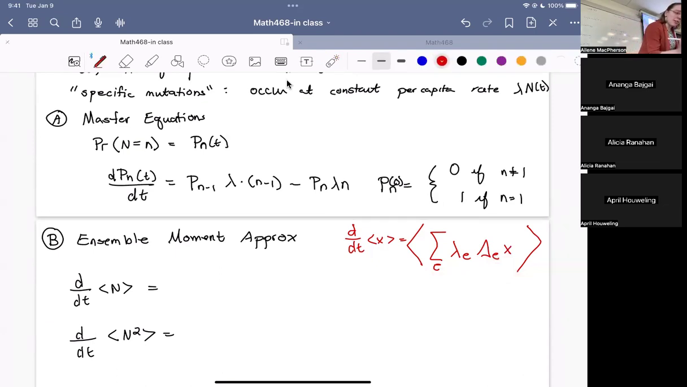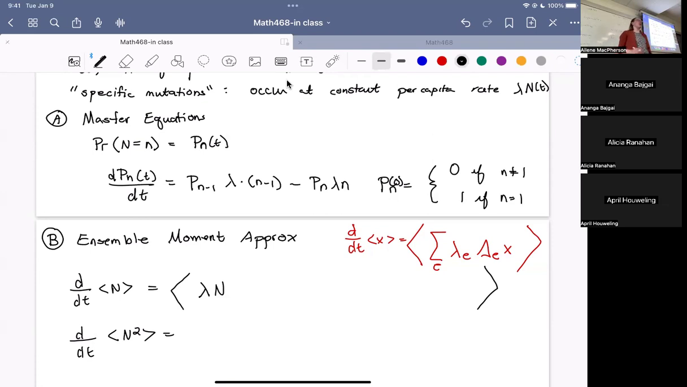So let's do that for our first equation, and then I'll let you continue working on the second one. So for the first equation, we have to sum up over all of our events. What are my events here? Or just birth, and that occurs at rate lambda times n, right? And then we are interested in the change in the quantity n. So what is the effect of n, of a birth on n?